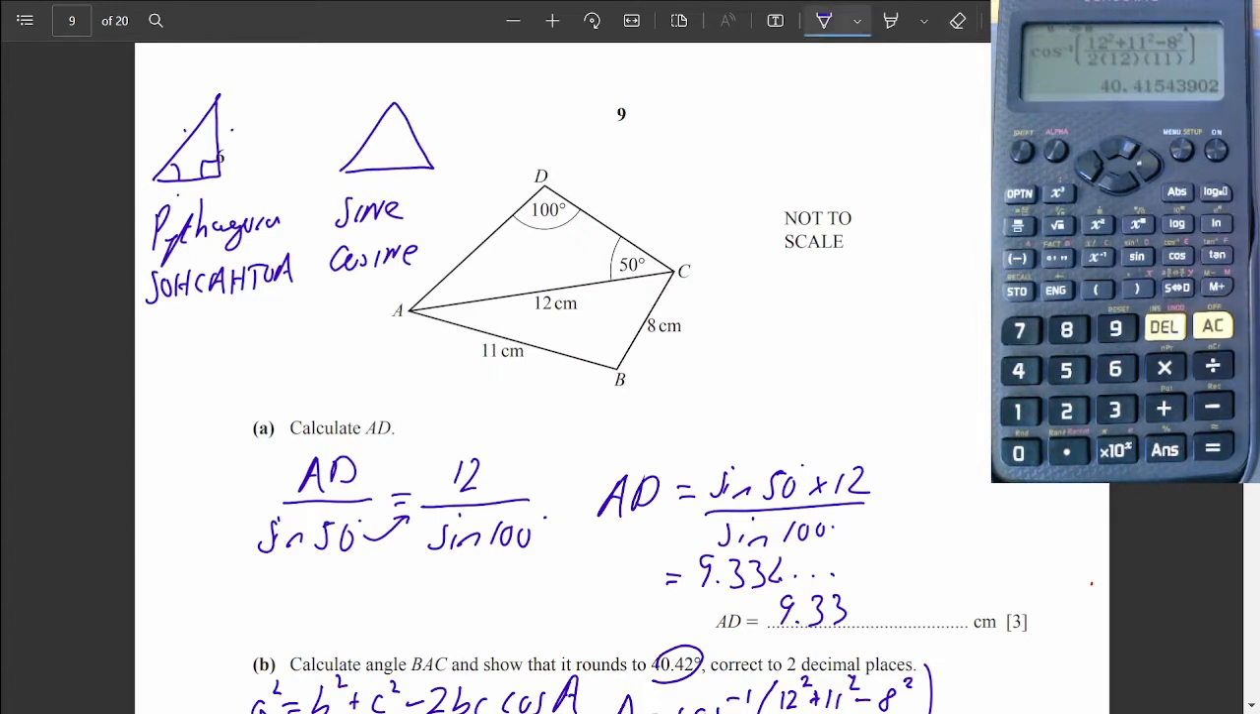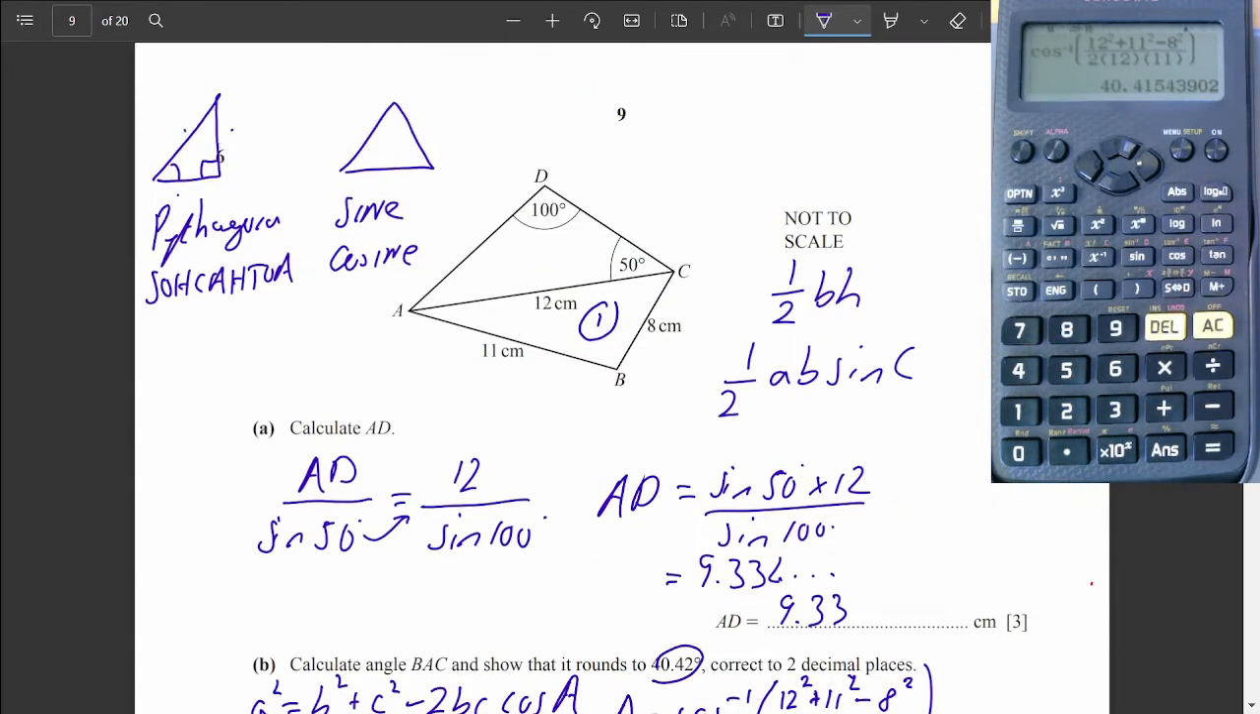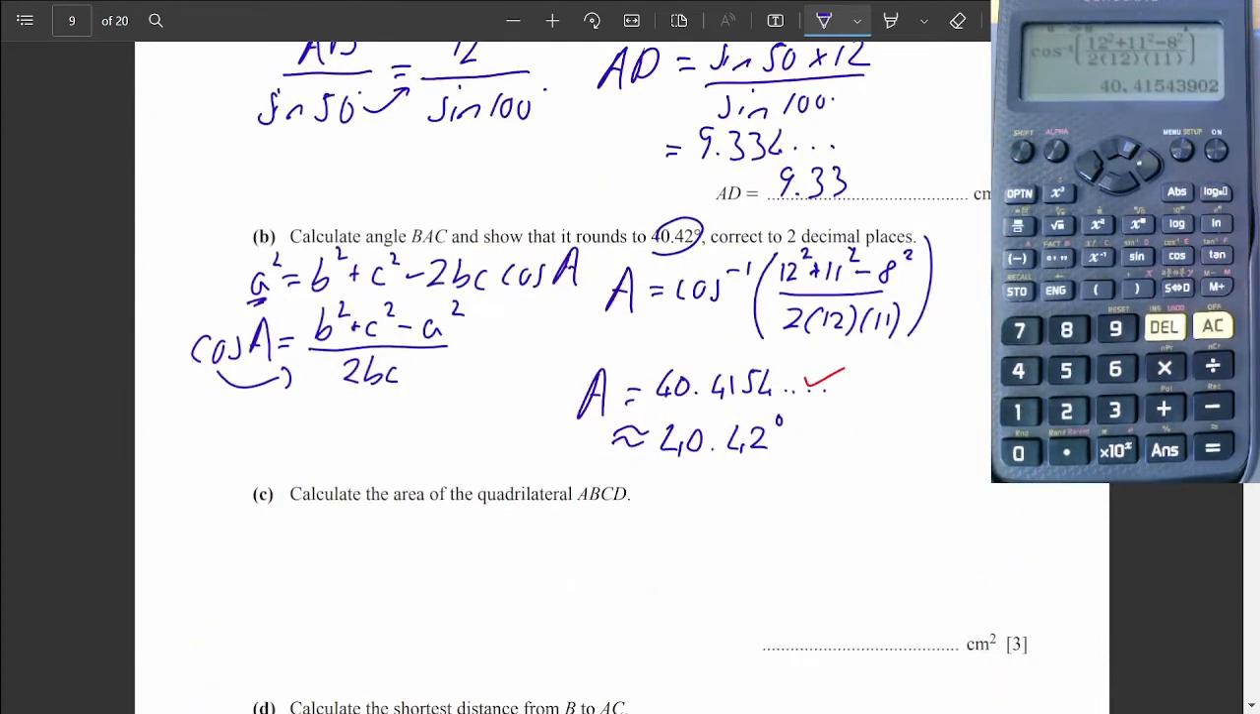Okay, so remember, there's a formula for the area of a triangle, which is half base times height. In this case, if you don't have the perpendicular height, you do half a b sin C. So that's what we want to do. So let's label this. I'm going to make this triangle 1. What do we have in triangle 1? We just worked out our angle, 40.42. That's what they gave us as well. Let's write that down. And we are going to use that information to work out the area of triangle 1.